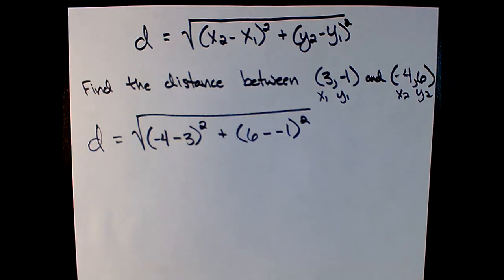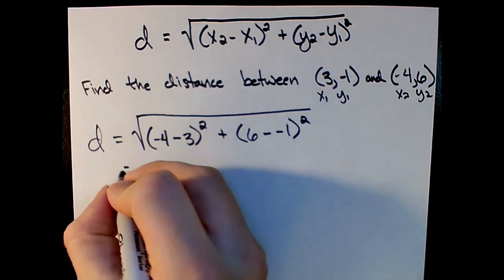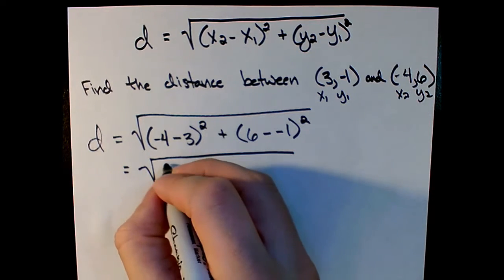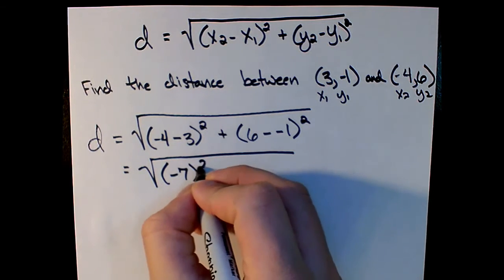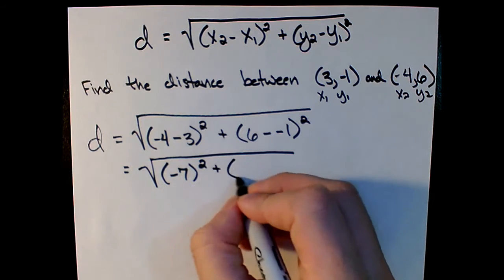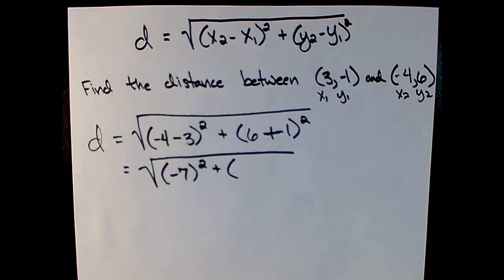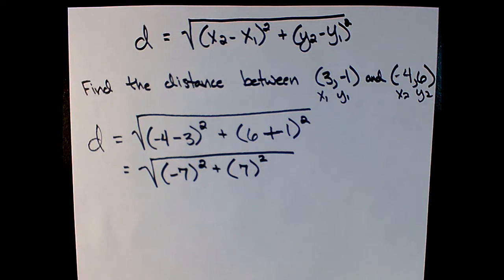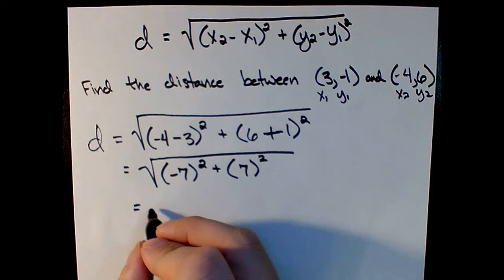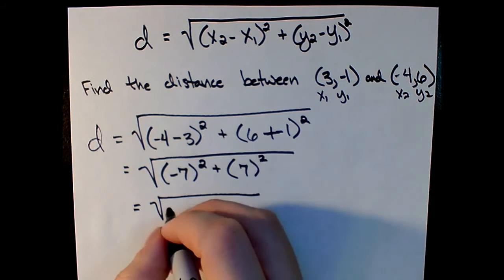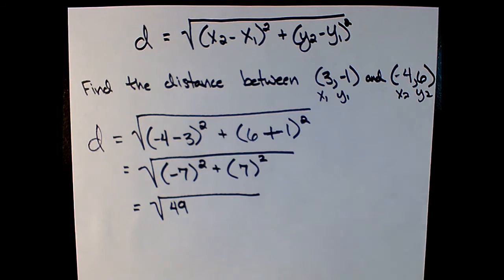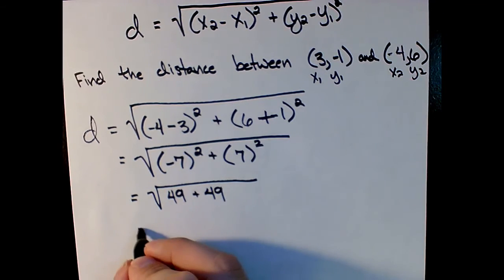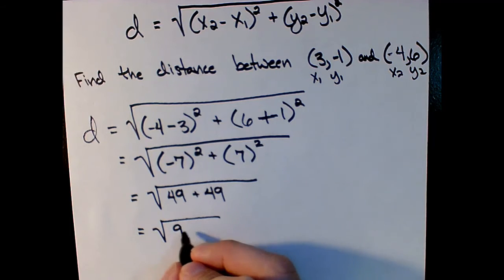And now it's just a matter of doing PEMDAS inside of a square root. I have a giant square root of -4 minus 3, which is -7 squared, plus 6, double negative, which becomes a positive 1, squared, becomes 7 squared. -7 inside parentheses squared is 49. Regular 7 inside parentheses squared is also 49. And 49 plus 49 is 98.